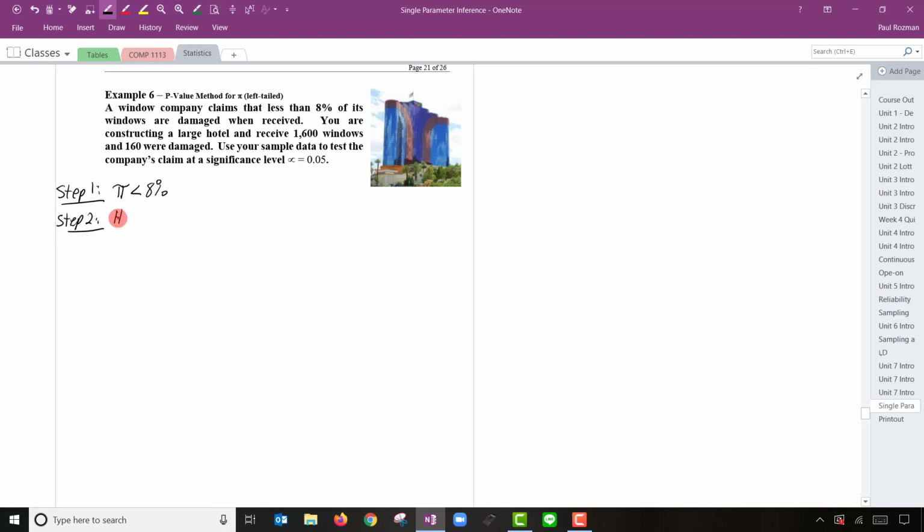Step 2. Write down your null and alternative hypothesis. Basically, figure out where to put step 1. Step 1 does not have an equal sign in it, so this is not going to be my null hypothesis this time. It will be the alternative hypothesis. My null hypothesis will then be the opposite.